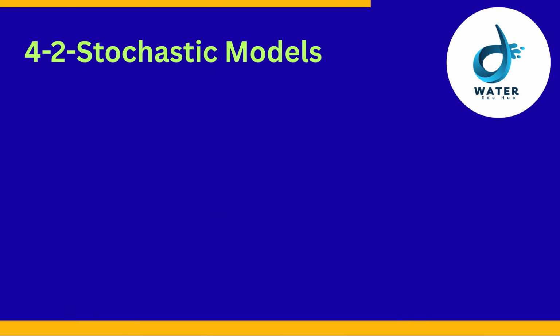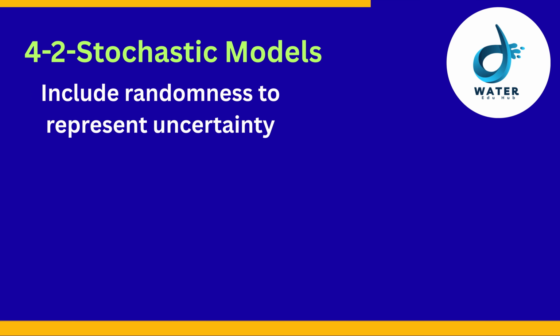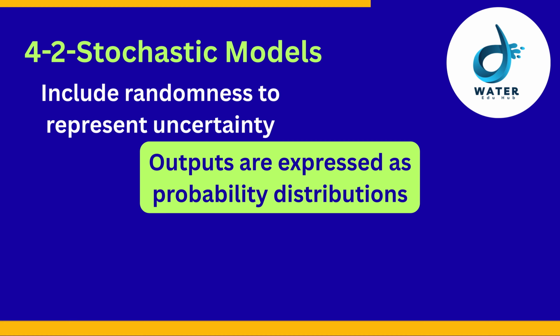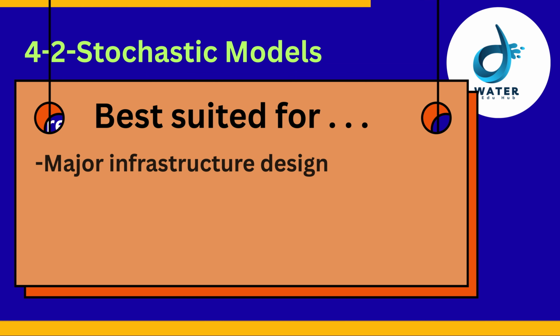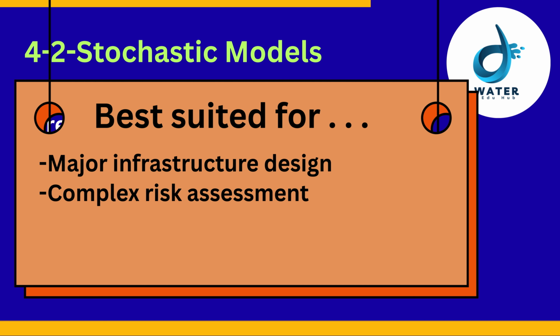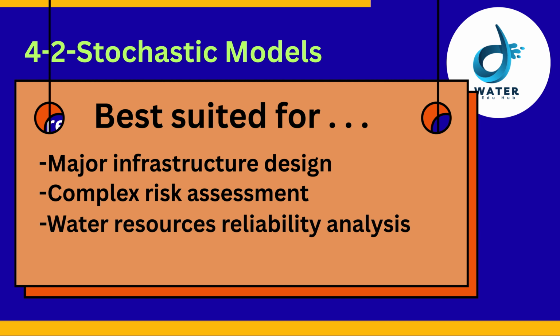The stochastic models explicitly include randomness to represent uncertainty. In this case, outputs are expressed as probability distributions, not single values. The best example of this type is RORB under Monte Carlo mode. These models are best suited for major infrastructure design, complex risk assessment, water resources reliability analysis, and finally insurance and economics assessment.